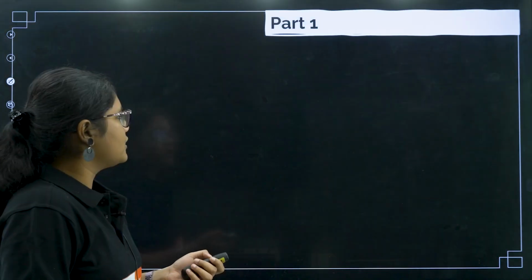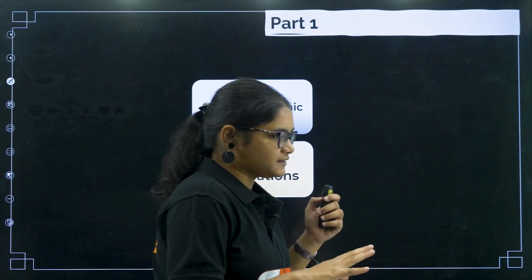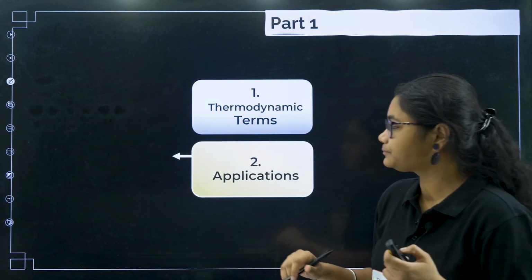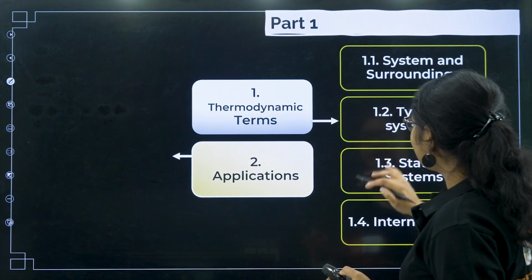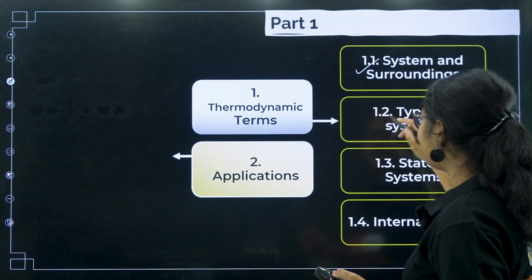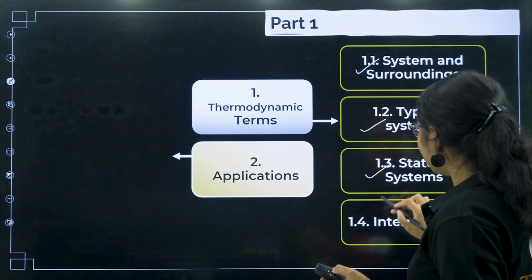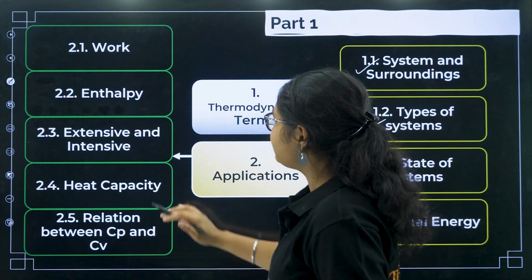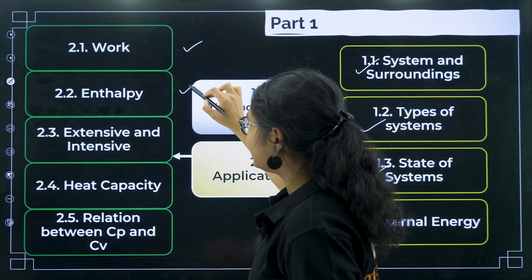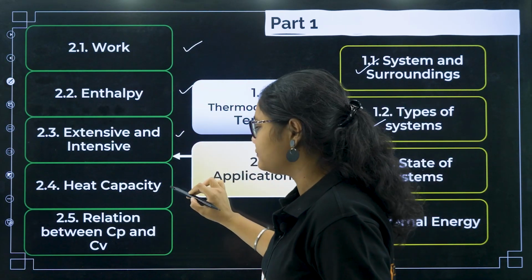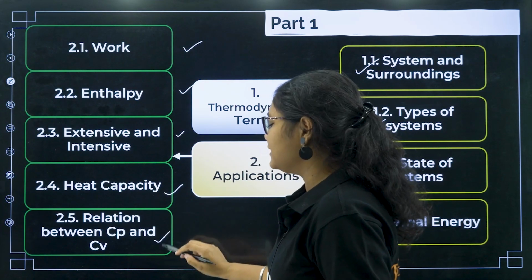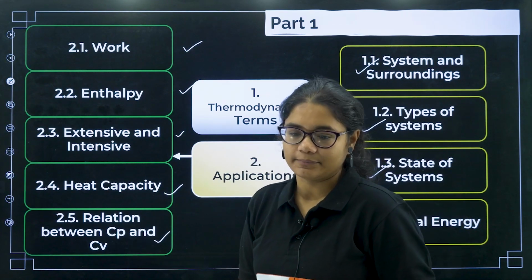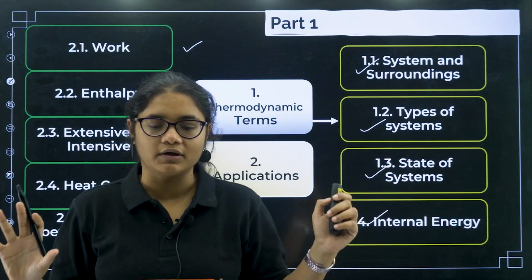Now going to today's lecture, we'll first be discussing thermodynamic terms. What are the thermodynamic terms? We'll be discussing surrounding and system, types of system, state of system, and internal energy. Next, coming to applications, we'll discuss work, enthalpy, extensive and intensive properties, heat capacity, and the relation between Cp and Cv. These are the topics that we are going to cover today.